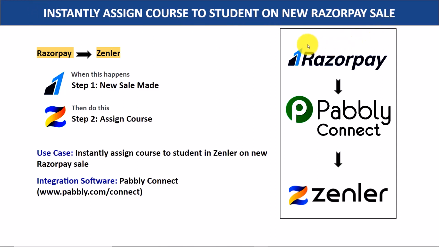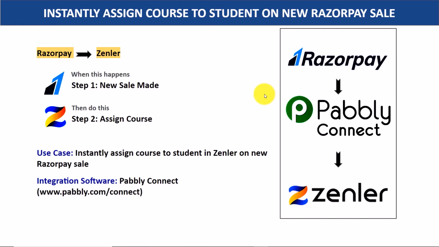So imagine this, a guy called John makes a payment on Razorpay for your course on quantum physics in Zenler. So your idea is that John must be added as a student in Zenler. So here you have two choices. The first choice is to copy all the details of John from Razorpay, sort it out, and manually add him as a student in Zenler. Now the problem with this approach is it's actually very repetitive and tiresome, considering many students will be joining your course.